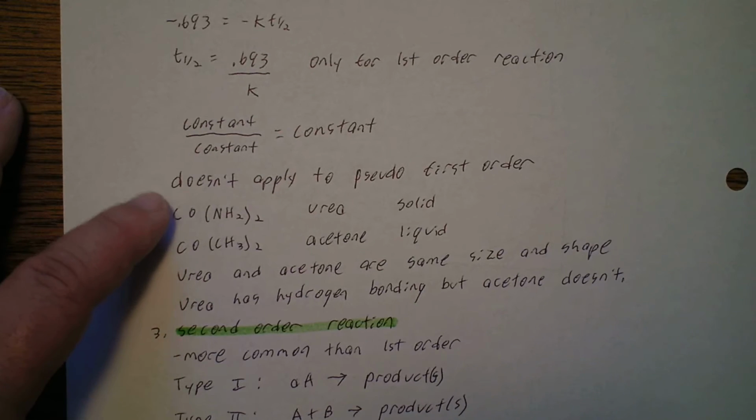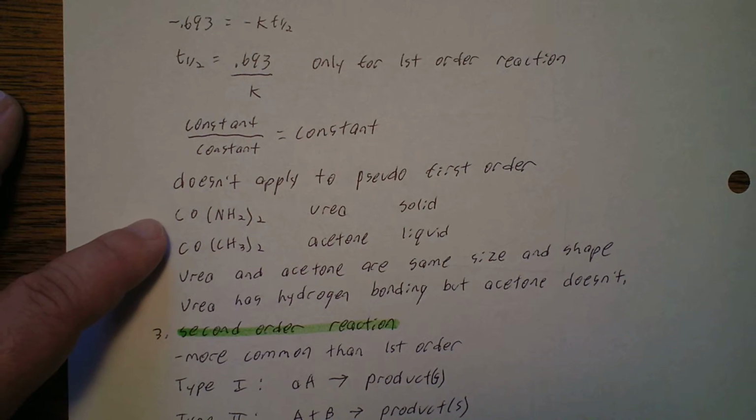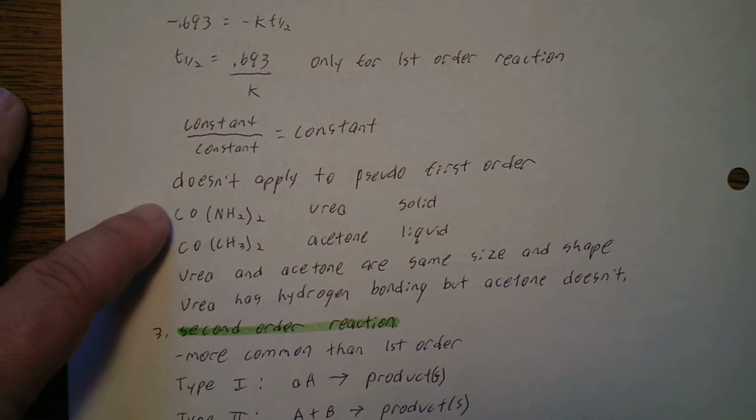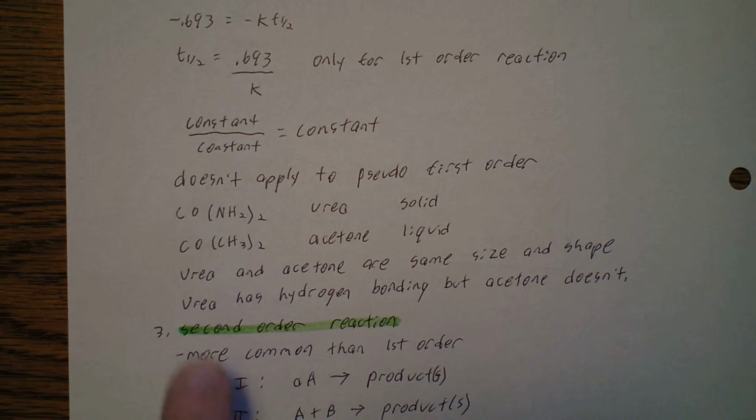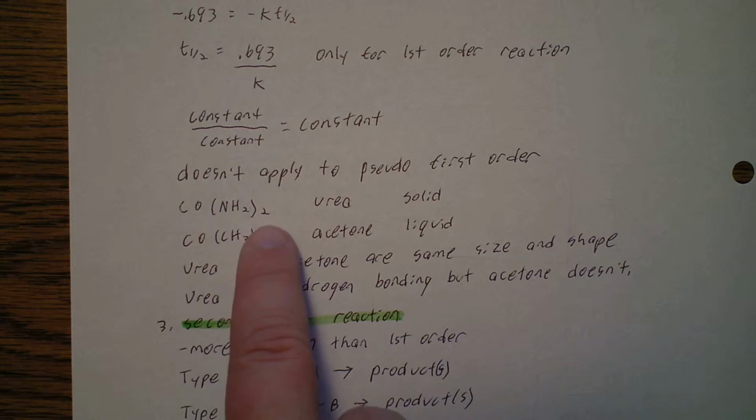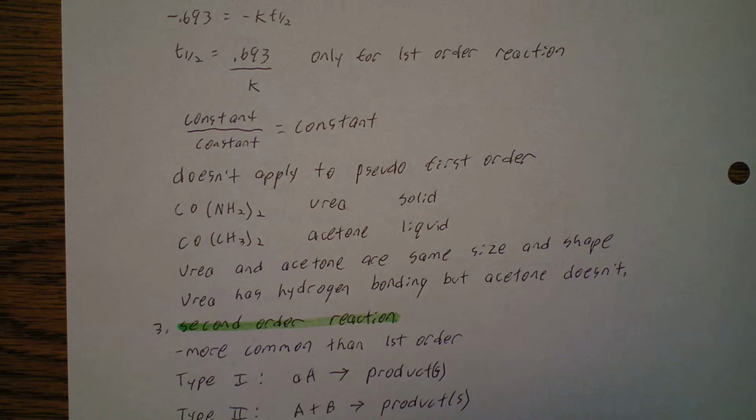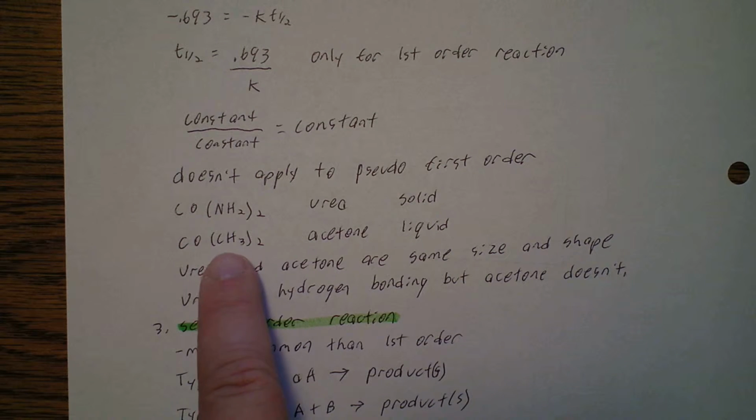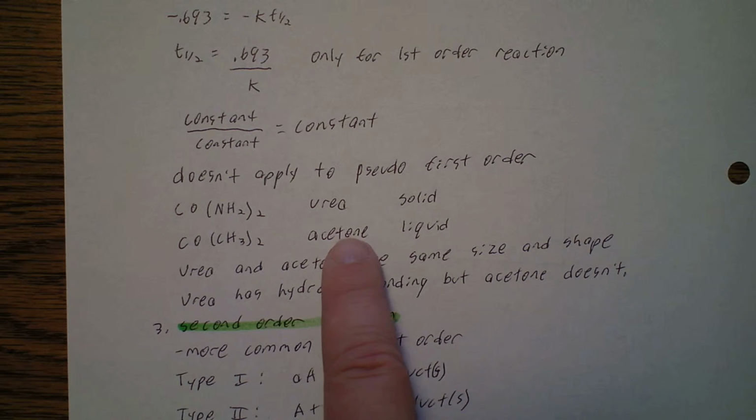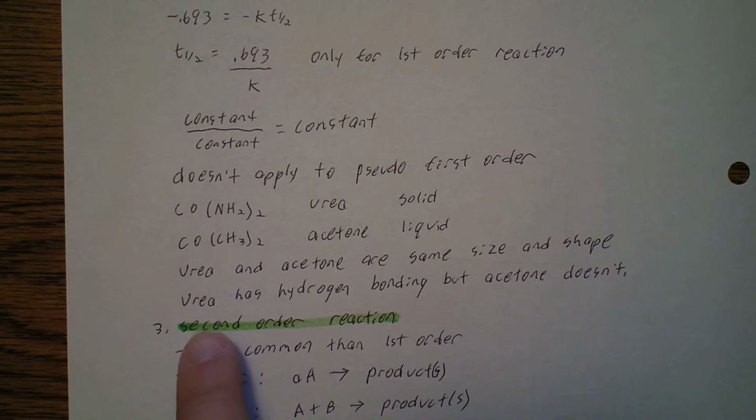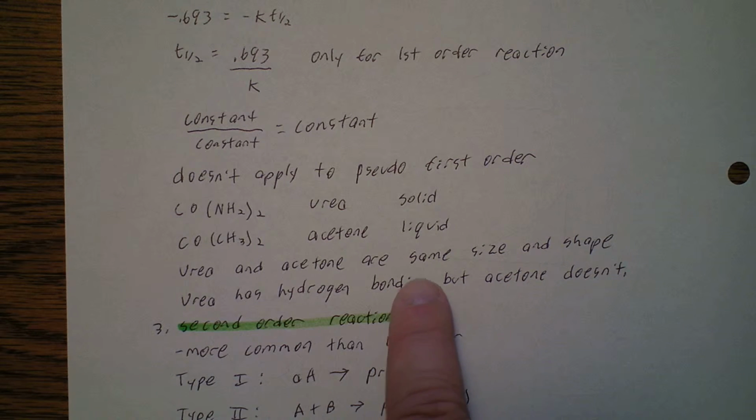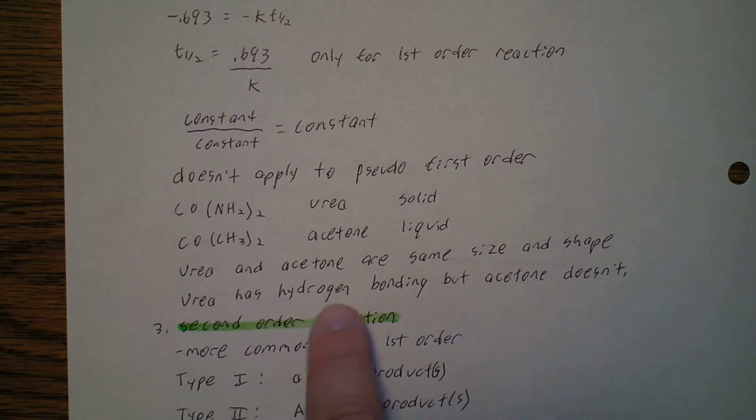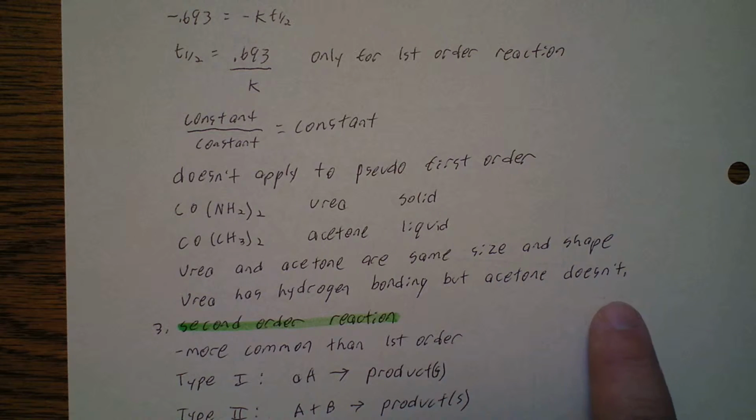Now remember, you shouldn't apply this to a pseudo first order reaction though. So here's a couple of formulas. Here's CO(NH2)2, that's urea, which is a solid. And here's CO(CH3)2, that's acetone, that's a liquid. So urea and acetone, they're the same size and shape, but urea has hydrogen bonding, acetone does not.